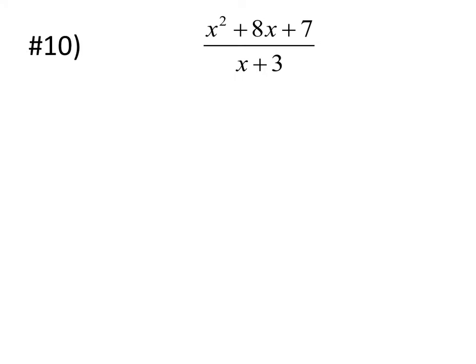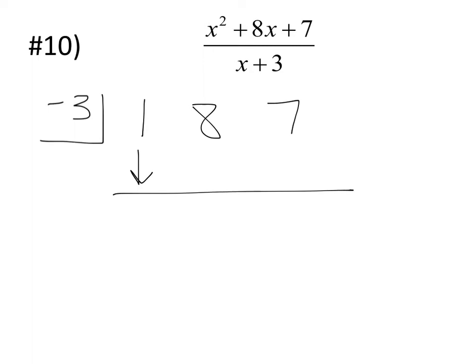Okay, now that we're dividing by a binomial that does not have a coefficient other than 1, we can use synthetic division. Just remember, you always use the opposite sign of what your divisor is. So in my box, I get negative 3. Make sure your exponents go down by 1. They do. So you list your coefficients, 1, 8, and 7.